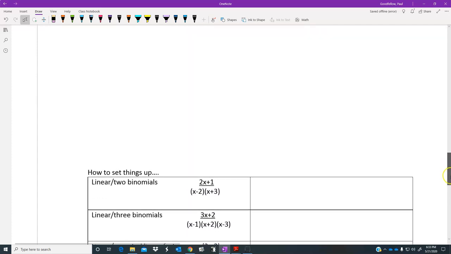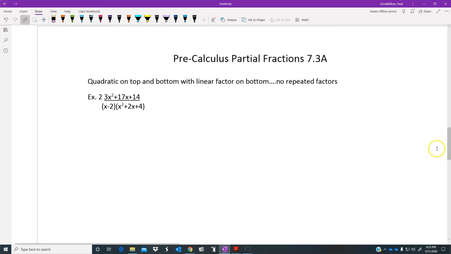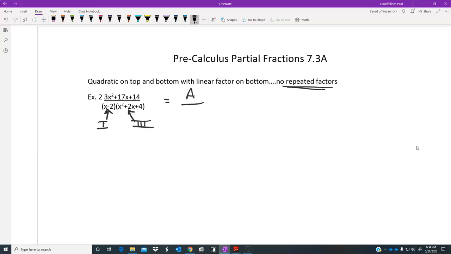Okay, now the last question that's on your notes here, it says quadratic on top and bottom with a linear factor on the bottom, no repeat factors. So let's kind of think about what we're basically dealing with here. I see a combination of that's probably type 1. And this, since it's non-factorable, is a type 3, no repeaters. So the way you would set that kind of question up would be A over x minus 2, and bx plus c would be over x squared plus 2x plus 4. And you'd set it up that way to get yourself going.